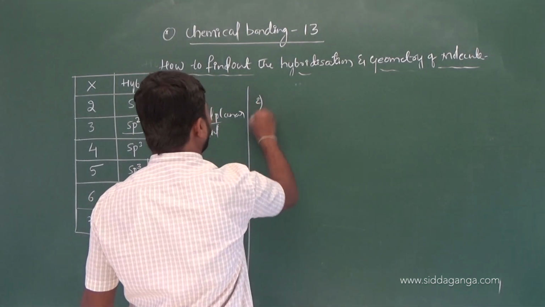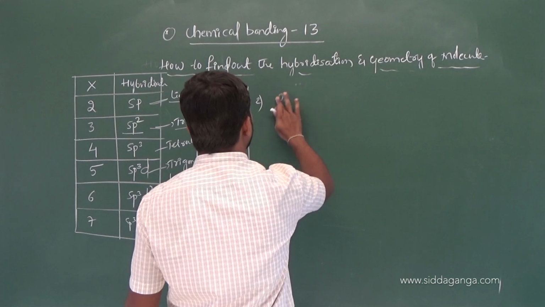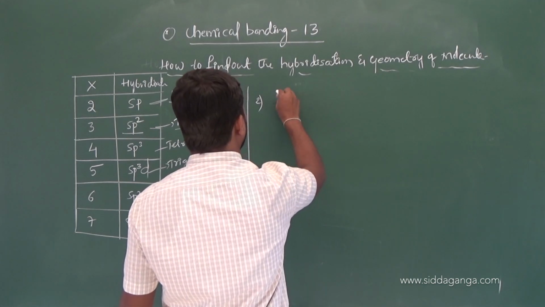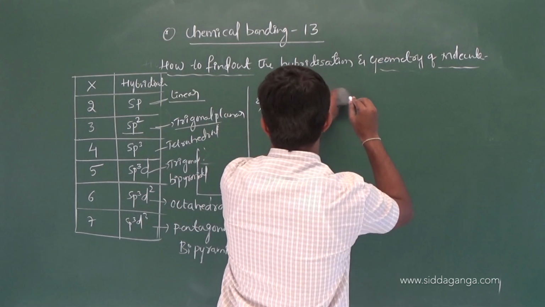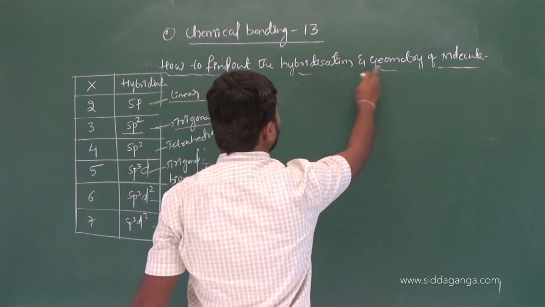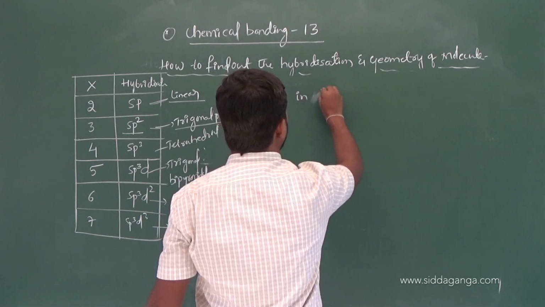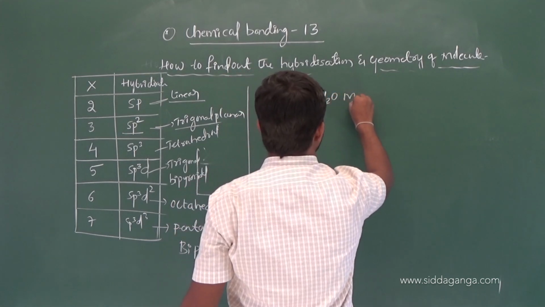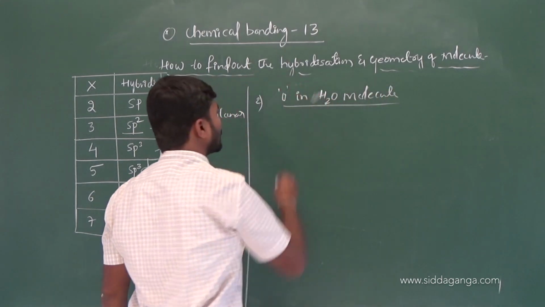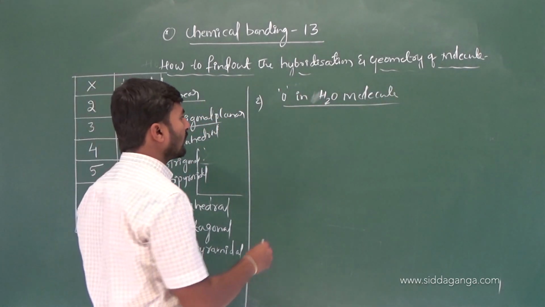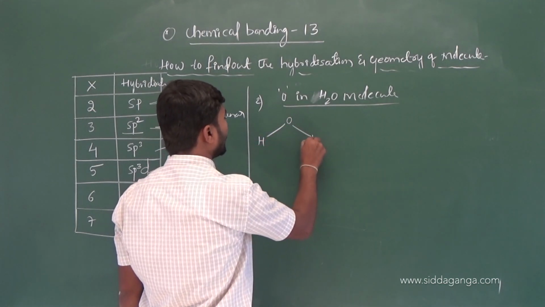Then the second example: find out the hybridization and geometry of oxygen in the H2O molecule. Okay, H2O molecule. What is the structure of H2O molecule? This is the structure of the H2O molecule.